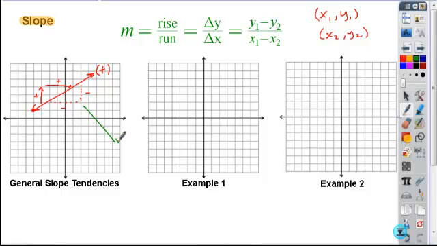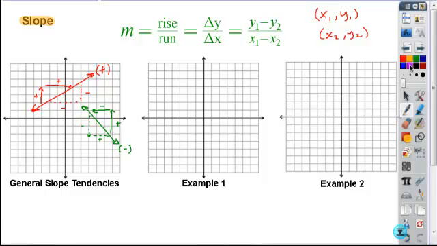Down and to the right, if we take our rise as positive and our run as negative, a positive divided by a negative is an overall negative sign. We could also have taken a negative rise and a positive run and still gotten the same result for that general tendency. Okay. So a graph that goes down and to the right is negative.